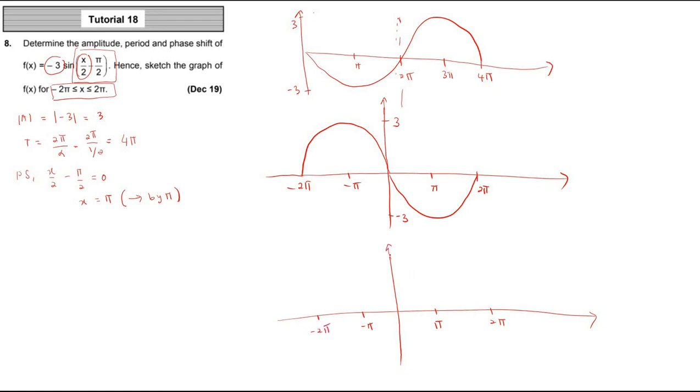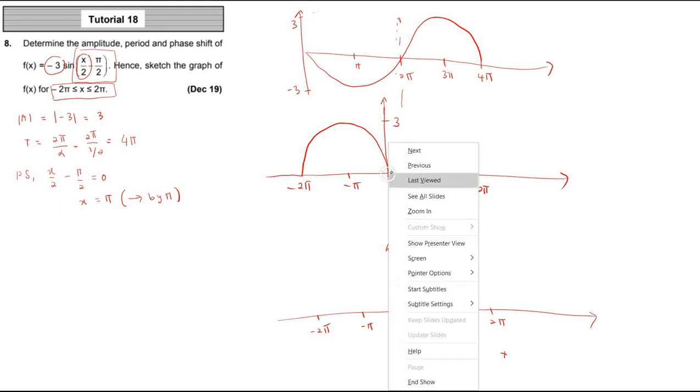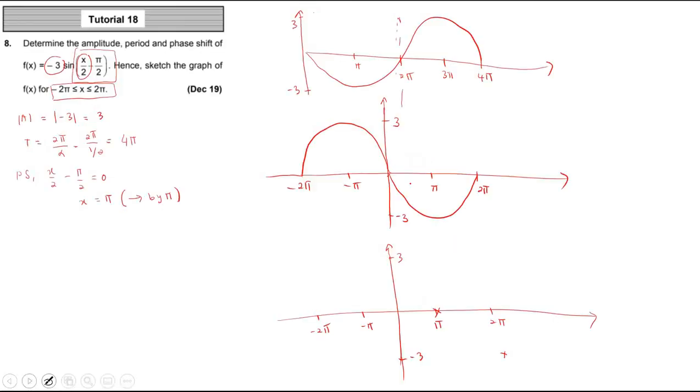Okay. Amplitude 3, negative 3. Okay, let's start from 0. 0 will move to pi here. And then pi will move to 2 pi. Pi will move to 2 pi here. And we get this part from 0. From 0. Move to pi. Then from pi, move to 2 pi. Okay, pi move to 0. And then negative 2 pi move to pi.